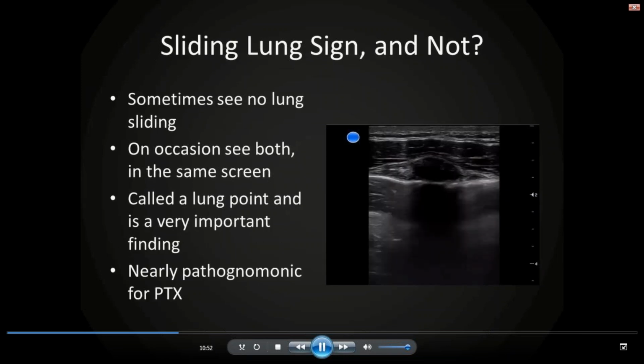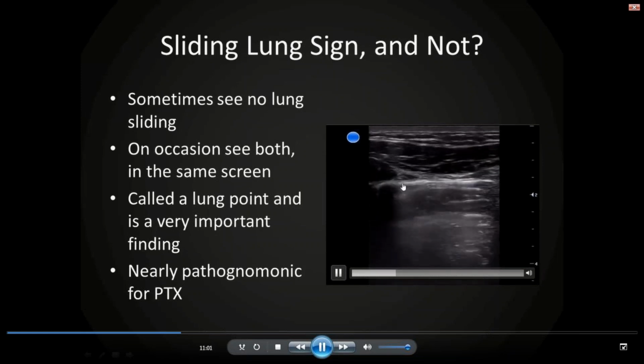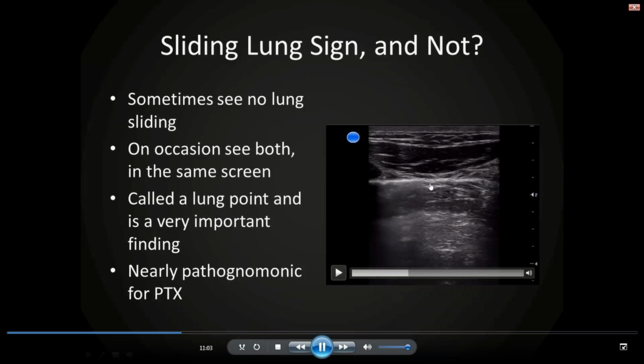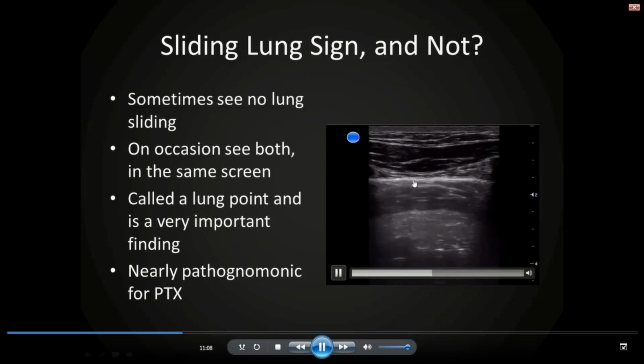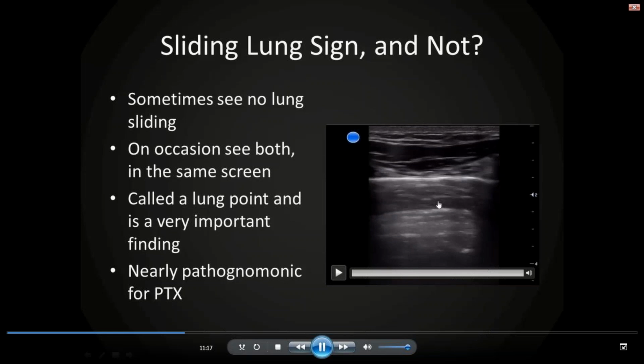Occasionally, you don't see lung sliding. Sometimes you see both. And here's a great example of that. We see nice lung sliding or pleural line sliding right up until here. For some reason, it seems to fade. Let's see what happens as we watch some more. The lung is coming in and out, or the sliding is coming in and out. In fact, this is known as the lung point. It's nearly pathognomonic for a pneumothorax, but as we saw very early, occasionally you can be fooled by other processes such as the diaphragm coming in and out.